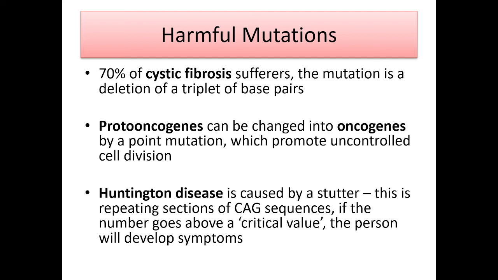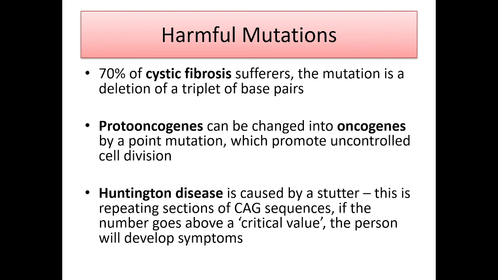Some examples of harmful mutations: cystic fibrosis. For 70% of CF sufferers, the mutation is a deletion of an entire triplet. So it's a deletion of a codon. Effectively, you're just missing a single amino acid in that sequence, and that folds the protein in a way that makes the mucus that little bit thicker, stickier. The protein, by the way, is actually a channel protein that exists in the walls of the goblet cells.